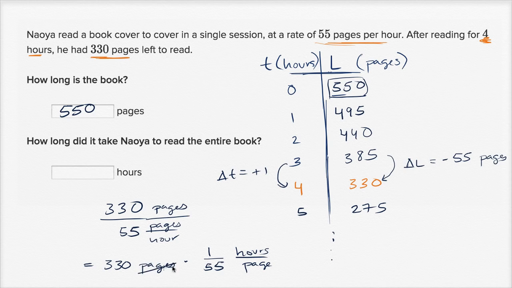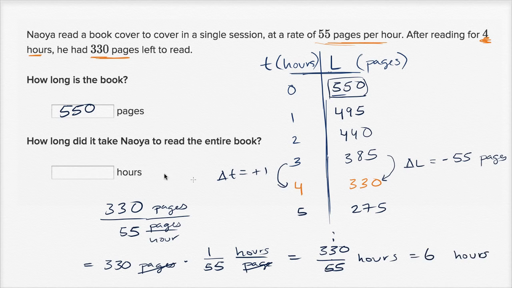The pages cancel out, pages divided by pages, and you have 330 divided by 55 hours. And what's that going to be? Let's see, 30 divided by 5 is 6. 300 divided by 50 is 6. So this is going to be equal to 6 hours.